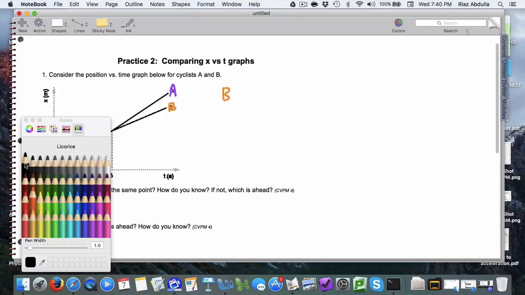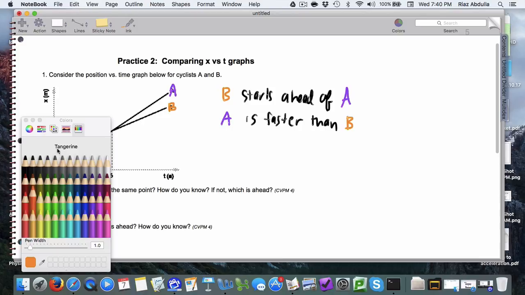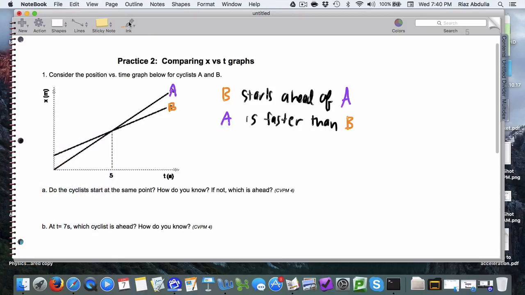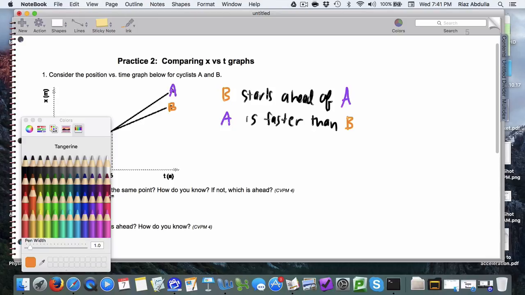B starts ahead of A. Very good. And then the other thing is that A is faster than B. How do we know that? If we actually look here, A is faster, because its slope is steeper. That's how we know that.